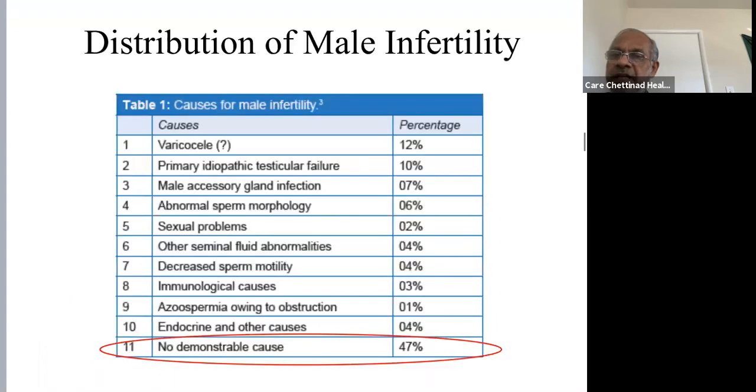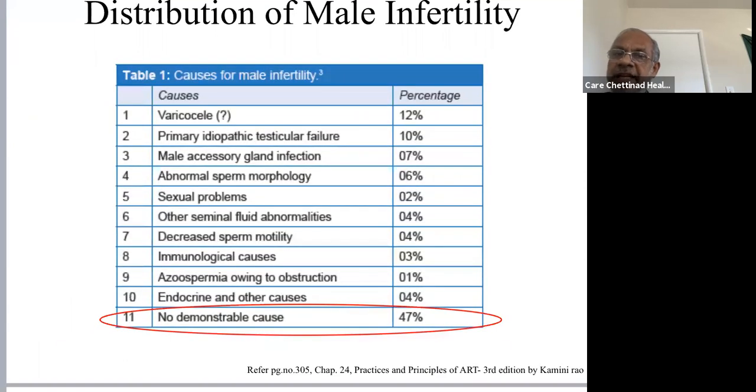Thus, the data clearly indicates that in the large majority of men, there is no demonstrable cause. Varicocele is a questionable cause. In the majority of men, you don't find any cause at all. They are otherwise healthy men with only abnormal semen parameters reporting to you.